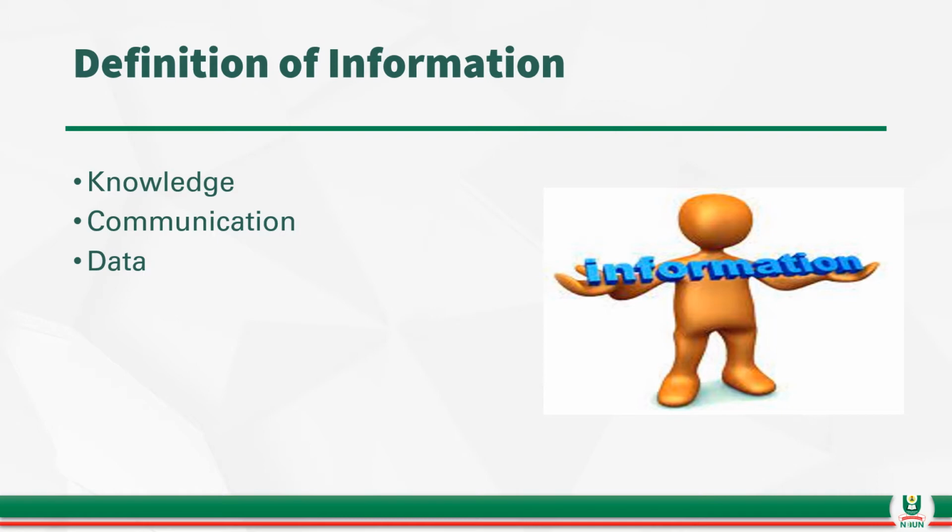Well, information is described as knowledge, communication, and data. This can be broken down as follows. Knowledge is what is already known or shared. Communication is the interchange of information through speech, sign, or writing. Data is any form of documented information.